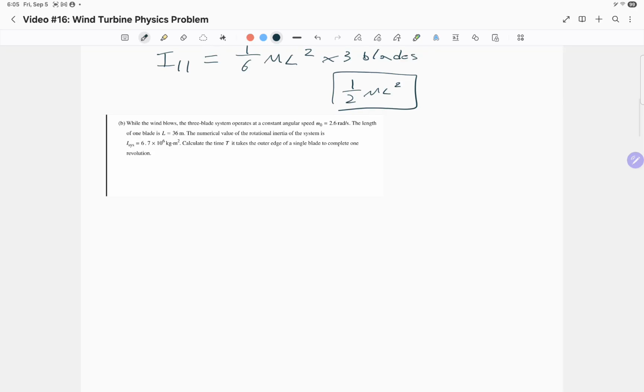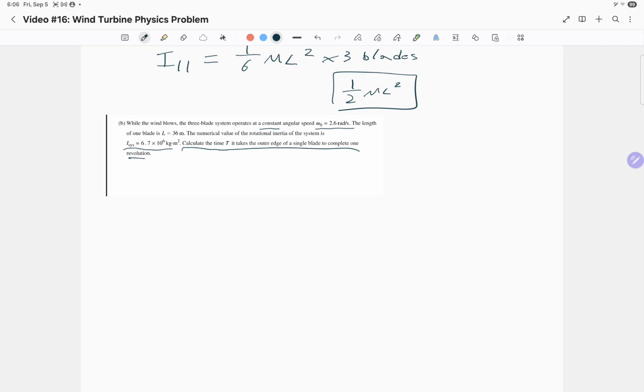Okay, let's move on to part B now. While the wind blows, the three-blade system operates at constant angular speed. Constant, that's very nice. You love to see that word constant, right? Angular speed, omega null equals 2.6 radians per second. The length of one blade is 36 meters. Wow, pretty sizable wind turbine, right? The numerical value of the rotational inertia of the system is I system equals that ungodly number with the correct units there. Calculate the time t it takes for the outer edge of a single blade to complete one revolution.